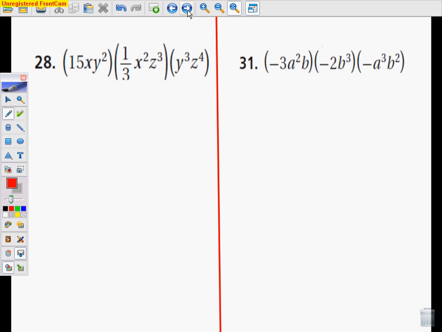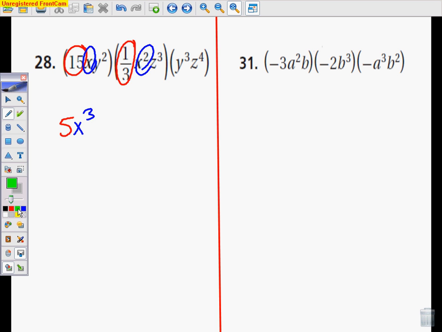Number 28, we're multiplying here three monomials together. When you're multiplying monomials together, you're just going to multiply the things that are alike. For instance, we have these coefficients out here of 15 and 1/3. And when we multiply those together, we get the number 5, right? So we're just going to write that in there. So 5. And then we're going to multiply the variables that are the same. For instance, x and x squared. Remember, when you multiply powers with the same base, you add the exponent, so that's x to the third.